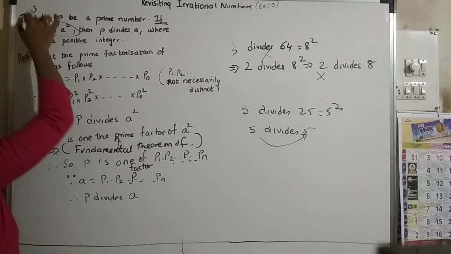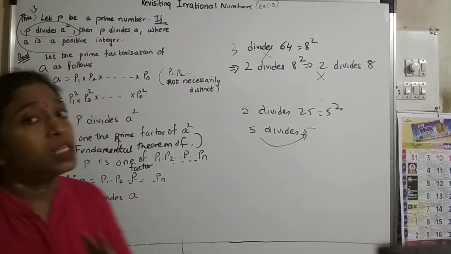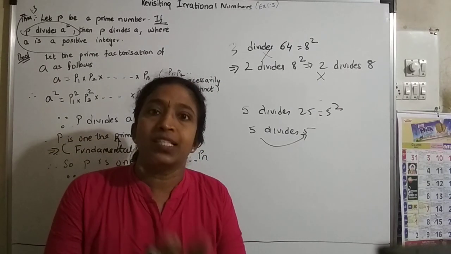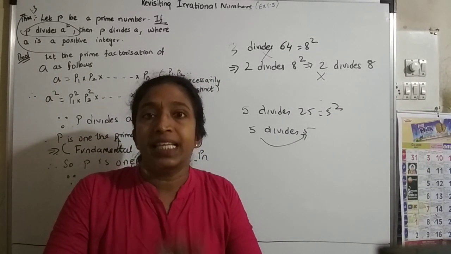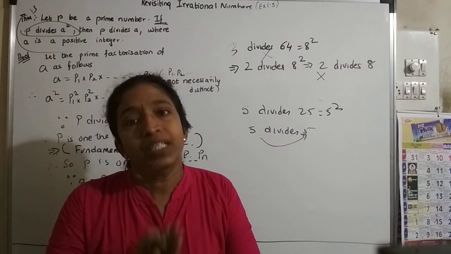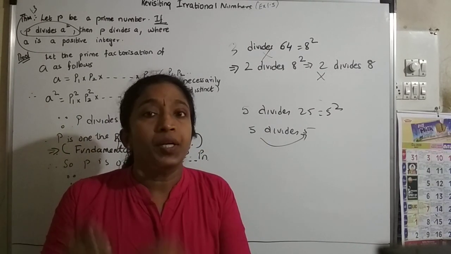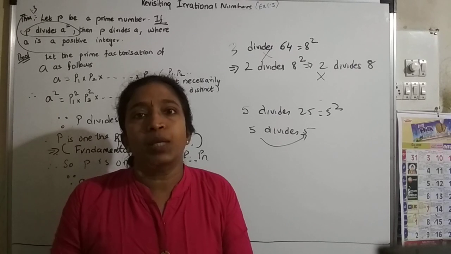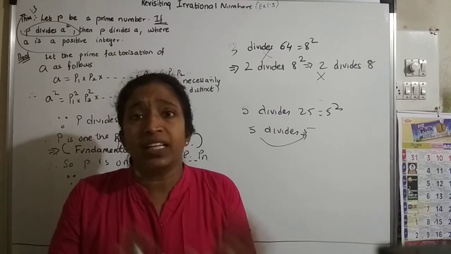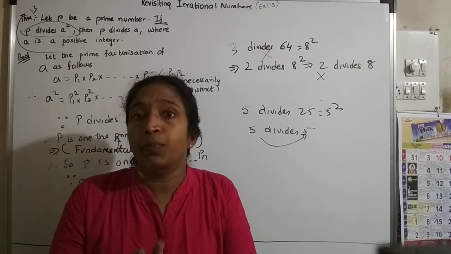Now here, don't get confused. You just have to remember this fact: if p is a prime number and if p divides a square, then p divides a, where a is a positive integer. I hope that is understood. It's a simple theorem where we are applying the fundamental theorem of arithmetic. p divides a square, if this condition is there. p is a prime number, remember.